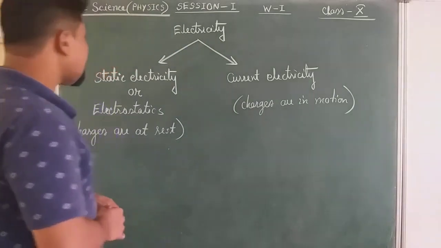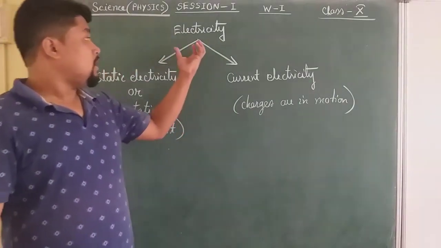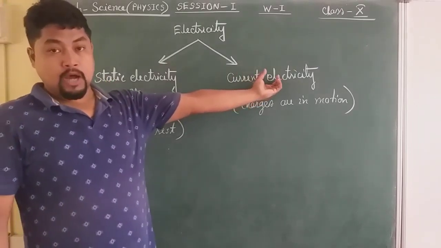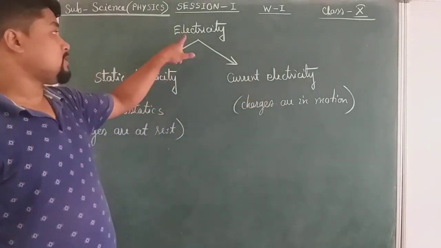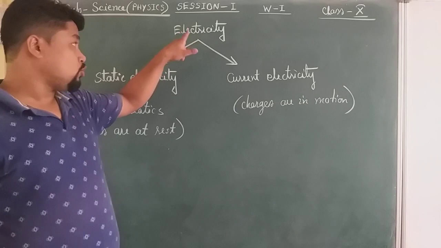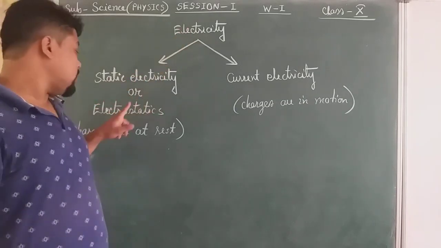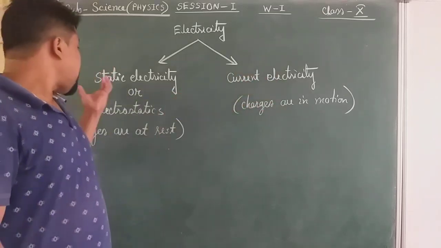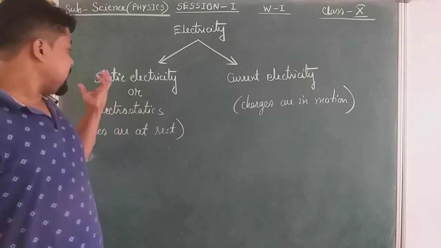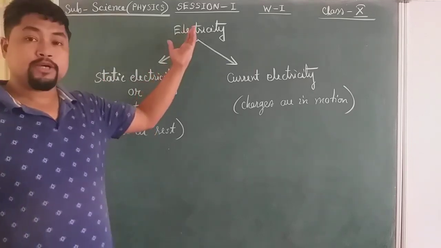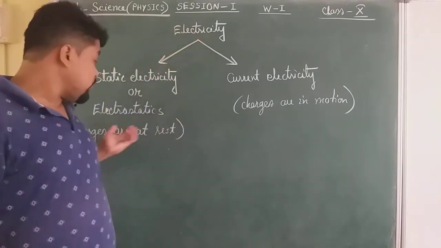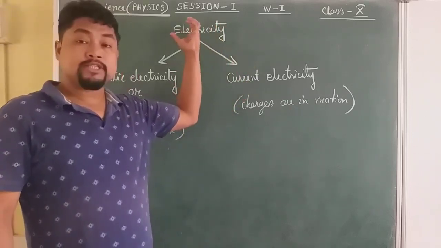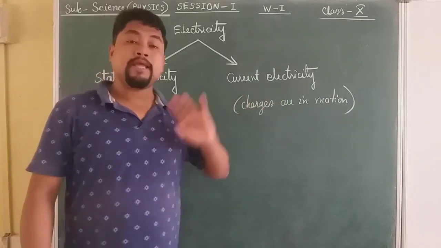Basically, electricity is of two types: static electricity and current electricity. Our chapter is current electricity, but we have to discuss some basic concepts of electricity. Static electricity, or electrostatics, is the branch of electricity which deals with the study of charges which are at rest. And current electricity is the branch of electricity which deals with the study of charges which are in motion.